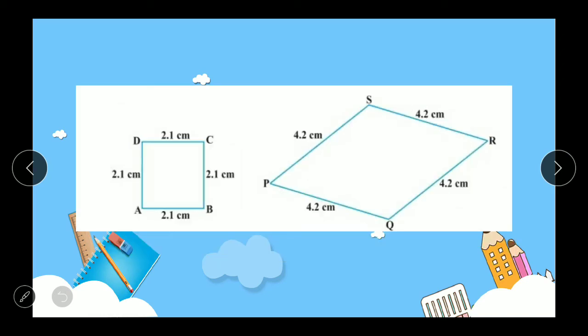In this picture, ABCD is a square with all the sides 2.1 centimeter. PQRS is not a square, but the sides are of length 4.2 centimeter each. So the ratio of the sides of ABCD and PQRS is in the same proportion, 1:2. But all the angles of ABCD are 90 degrees and those of PQRS are not 90 degrees, hence PQRS is a rhombus. So they are different in shape, they are not similar.